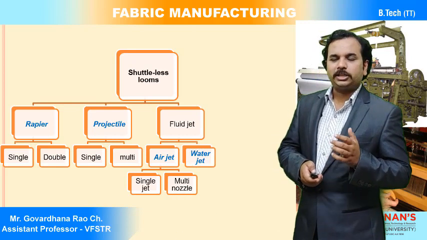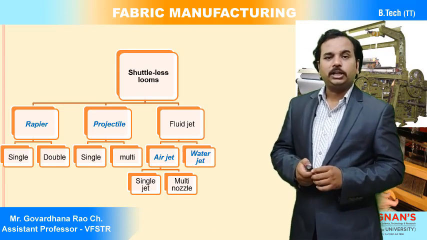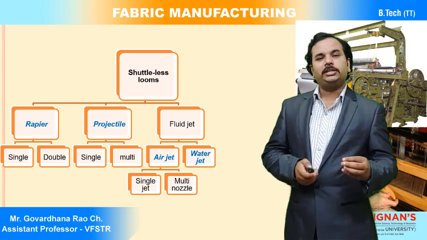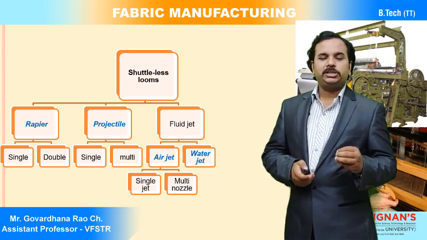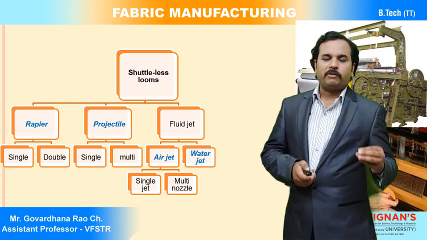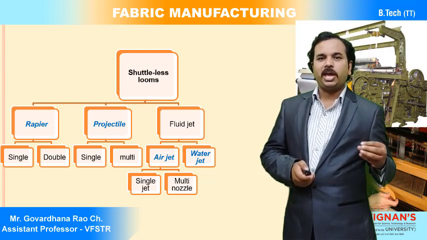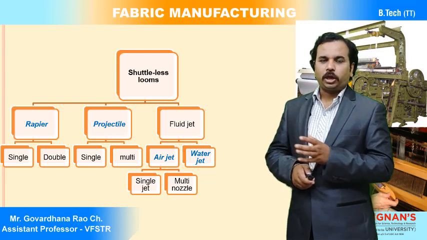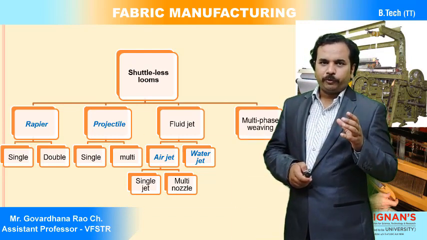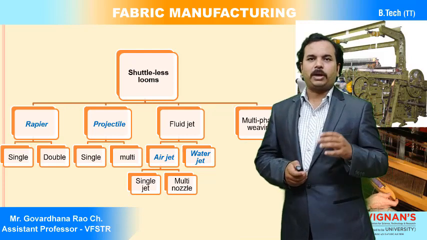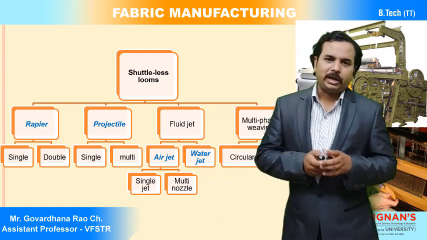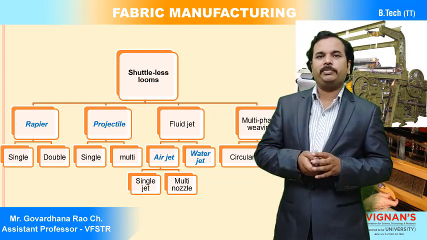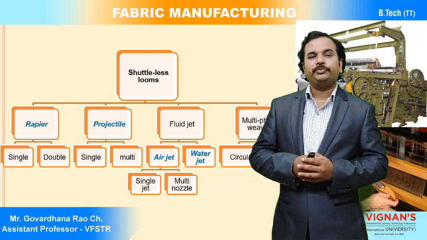And the second fluid jet is the water jet weaving technology. By means of water, we are inserting the weft yarn. Air jet means by use of air; by means of air, we are transferring the weft yarn from one side to the other side. So the fourth one is multiphase weaving. In multiphase weaving, we have again subclassification, that is circular multiphase weaving and flat type. There are different types.